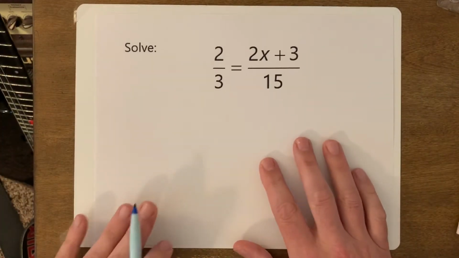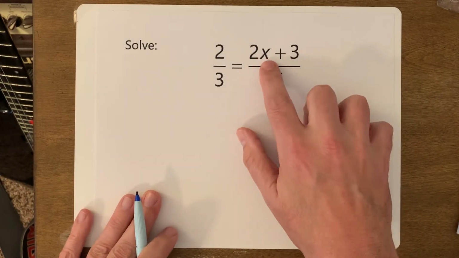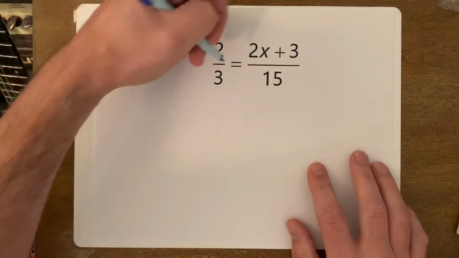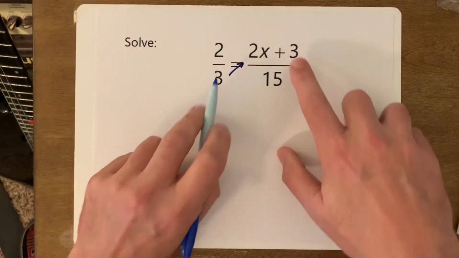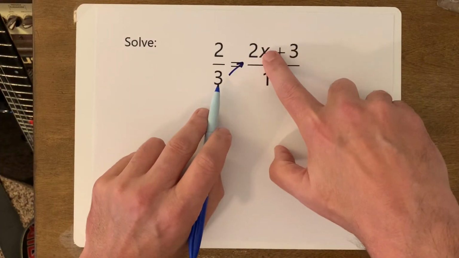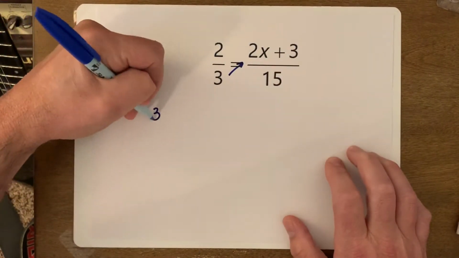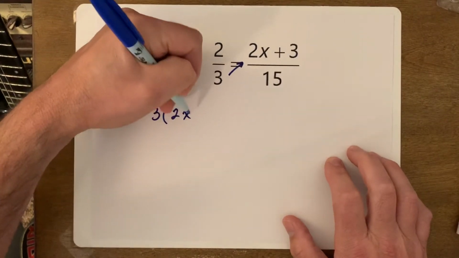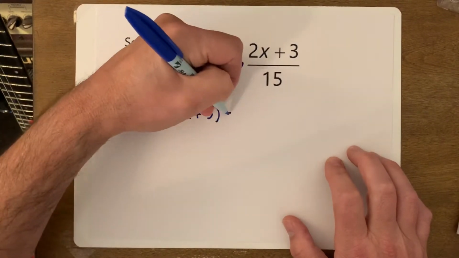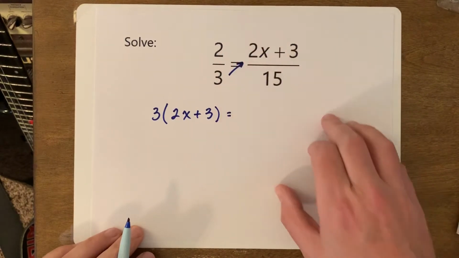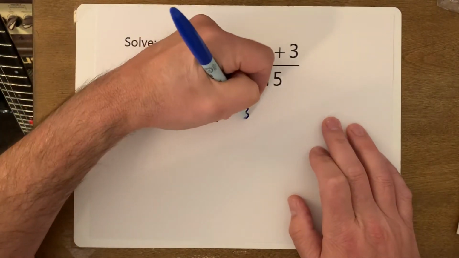Okay, here, instead of just a plain x, I now have a 2x. But just to show you that this is really no big deal, I'm going to go ahead and multiply these guys first because that's where the x is. So I've got 3 times 2x plus 3 is equal to 15 times 2. And I already know that's going to be 30, so I'll just write a 30 here.